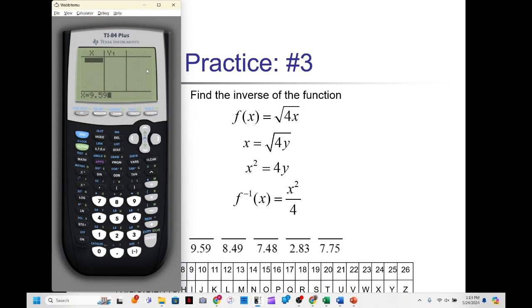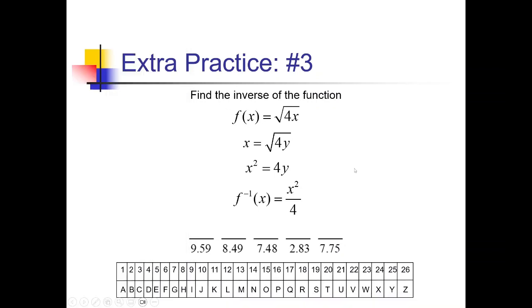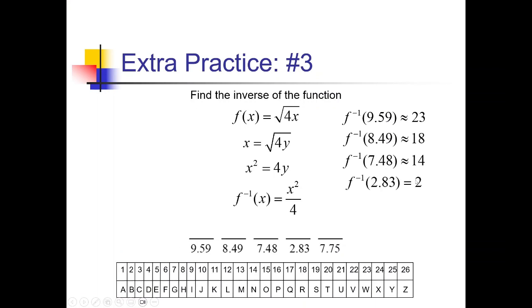We've got 9.59, which is about 23, 8.49, about 18, 7.48 is about 14, 2.83 was about 2, and then 7.75, about 15. So here are those results again. Just write them down here. 15, yep. 23 went with W. 18 is R. 14 is going to be N. 2 is B. And then 15 was O.